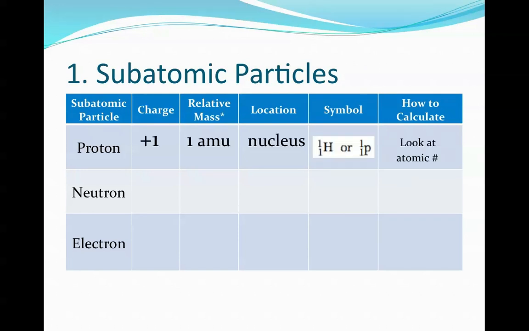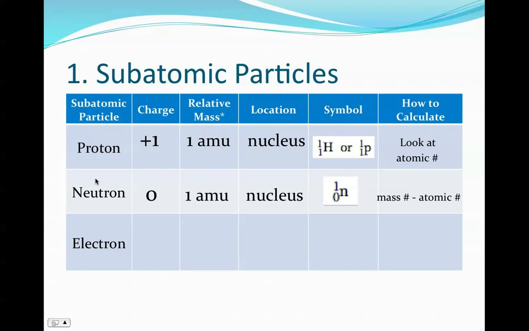So the proton has a charge of +1, so it has a positive charge. We say that it has a mass of 1 atomic mass unit. It's located in the nucleus, and how to calculate it is by looking at the atomic number. You'll find in your reference table we can represent a proton with one of these two symbols.